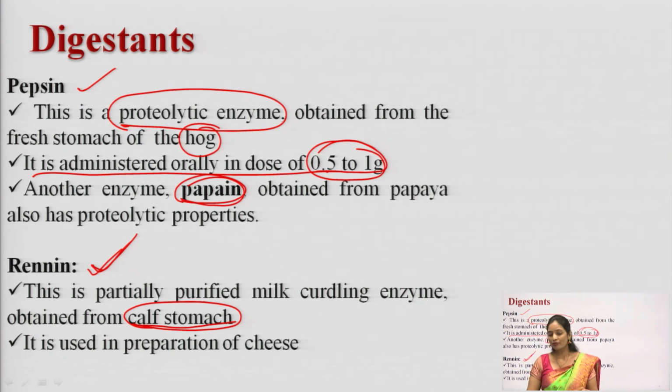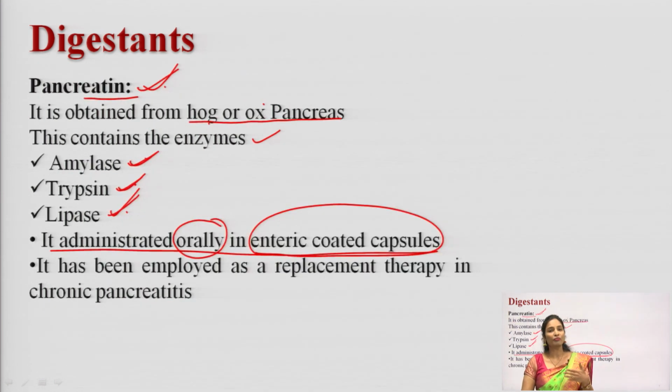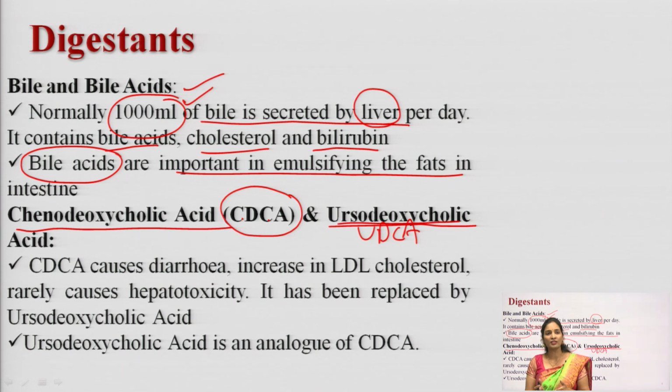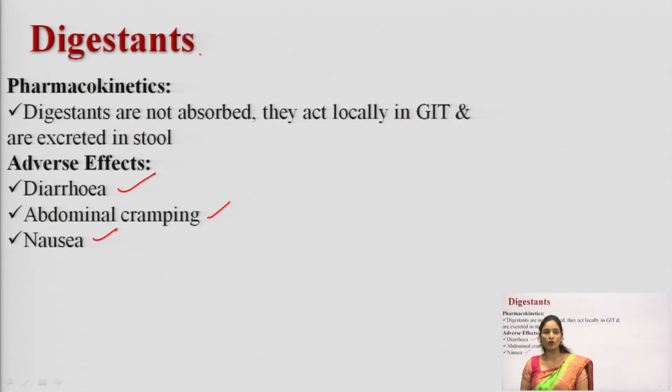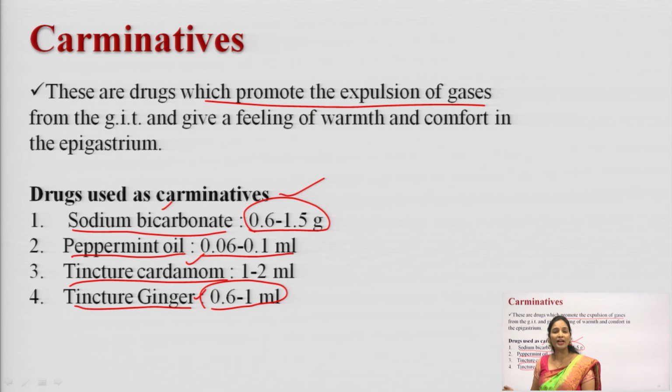And after that we discussed pancreatin: where it is obtained from, and which enzymes are present in it, amylase, trypsin and lipase. It is given in a coated form to prevent gastric inactivation. Then we discussed bile and bile acids, and lastly cholic acid, chenodeoxycholic acid and ursodeoxycholic acid. Ursodeoxycholic acid is used nowadays because it is an analog of CDCA. CDCA has minor side effects like diarrhea, and it increases the LDL levels in the blood. So, these are the common side effects with digestants, and after that we discussed the carminatives.